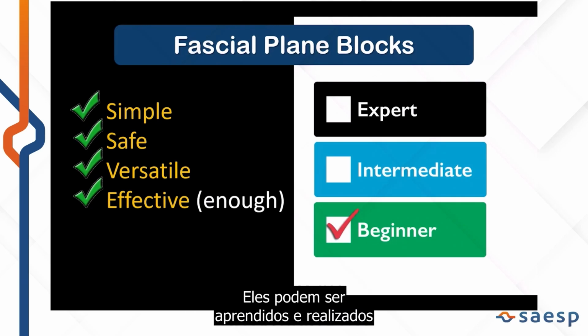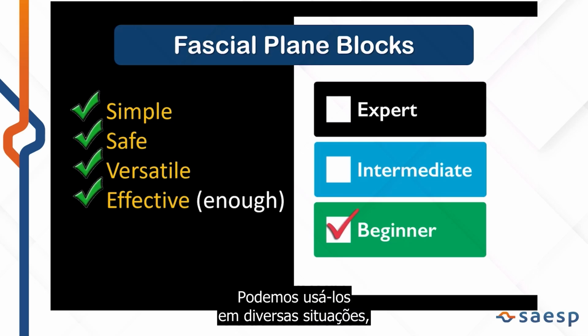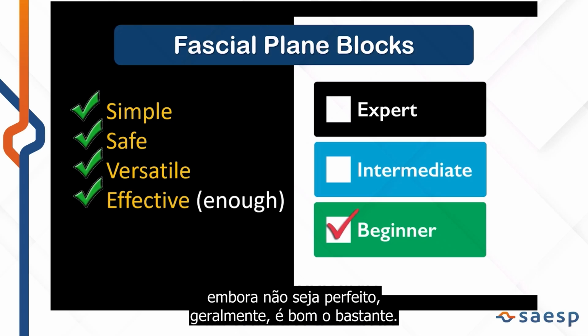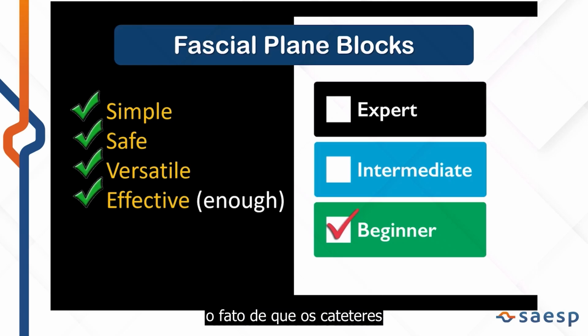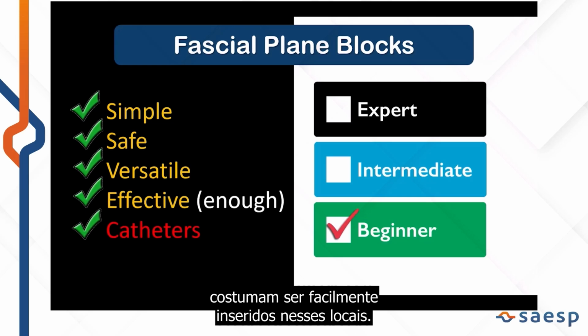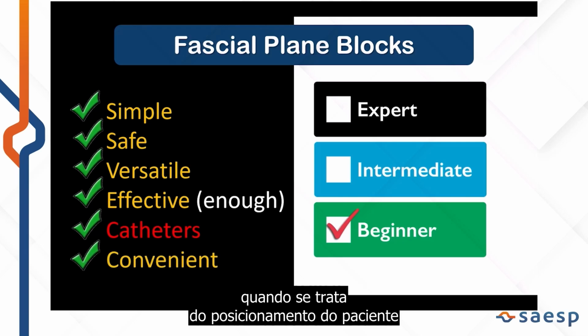They can be learned and performed by less experienced operators, being simple and safe. You can use them in a wide range of situations, and they usually provide a degree of analgesia that, while it isn't perfect, is often good enough. Now, further considerations, especially when deciding on specific techniques to use, are the fact that catheters can usually be easily inserted in these locations. And this is important as we often want to prolong analgesic duration beyond the 10 to 12 hours of a single shot block. You should also think about how convenient they are to perform, especially when it comes to patient positioning and access to the site of injection.